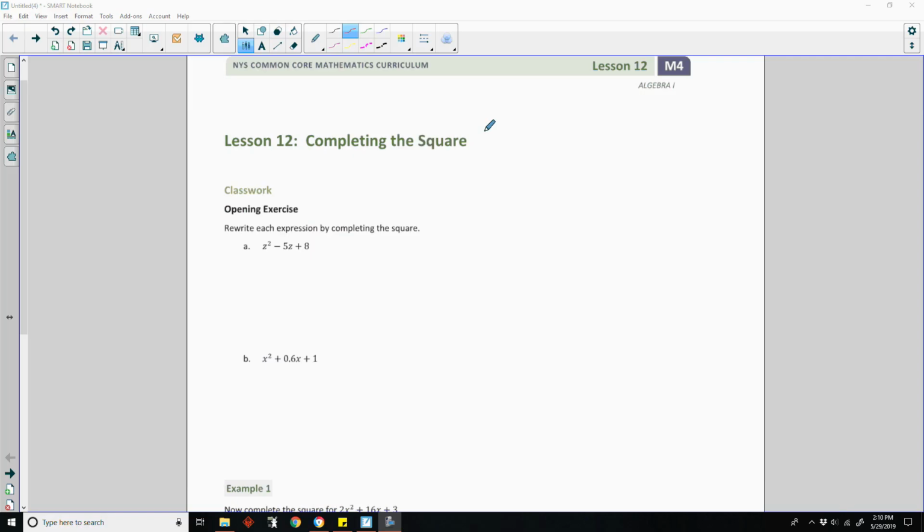Okay, this is lesson 12, completing the square. It is revisiting completing the square. There's one slight change. In lesson 11, the a in ax squared plus bx plus c was equal to 1. Here in lesson 12, we're using ax squared plus bx plus c, but a is not going to equal 1. It can be equal to 2, 3, 4, what else?